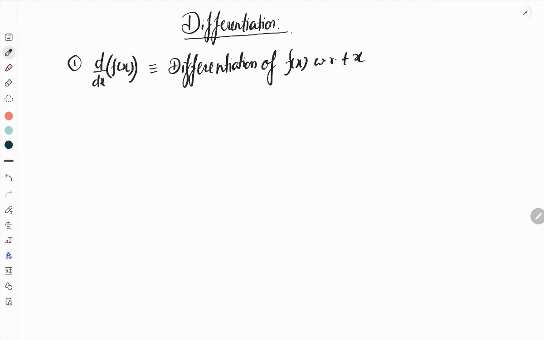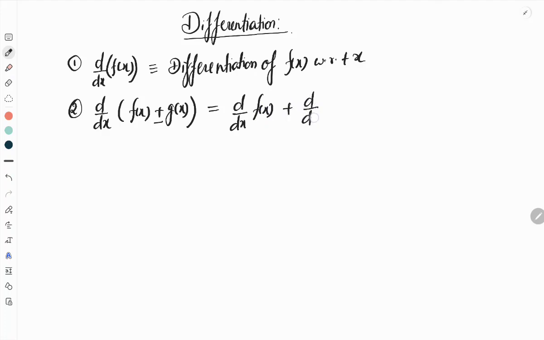Now, the second one: dy/dx of f(x), let's say one function is there, plus g(x), the second function. So this is the rule. It will be the differentiation of f(x), meaning dy/dx of f(x) plus dy/dx of g(x). If here is minus, then here will be minus. This is the second rule.